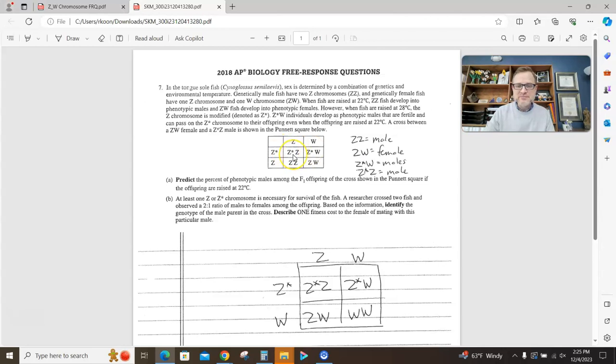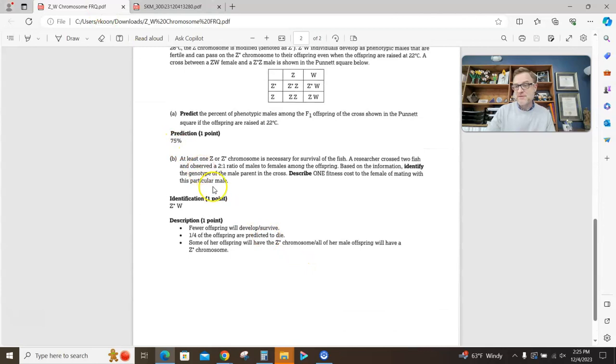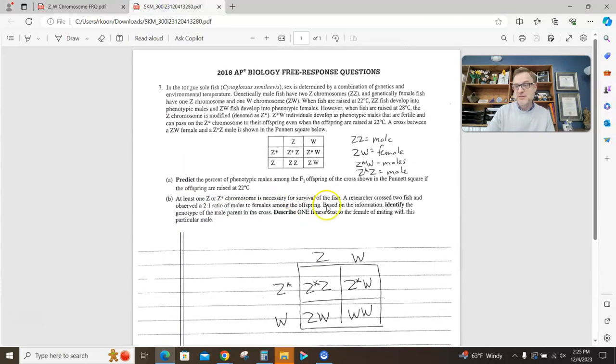And if you look at this, that's a male, that's a male, that's a male, that's a female. So what percent are male? 75%. And if you look at the rubric, let me go back. All you had to say was 75%. All right, all you had to do is read the Punnett square.